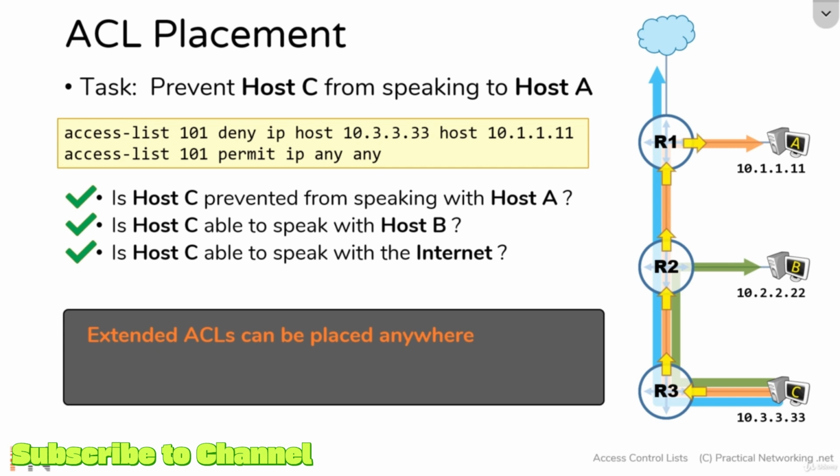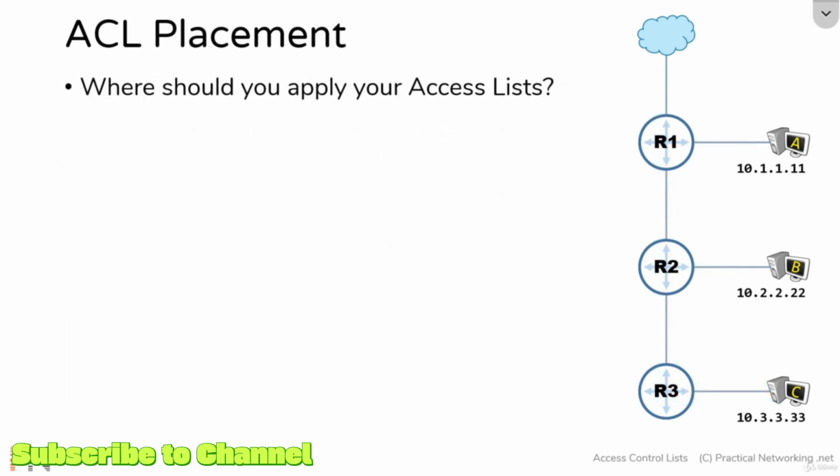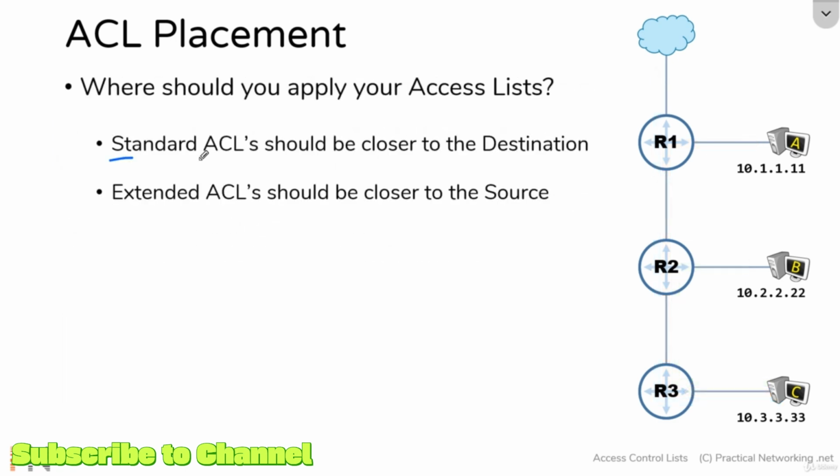Now there's a general best practice that suggests you should drop packets as early as possible. The idea there is if you know you're simply dropping packets from host C to host A, you might as well drop them right here to prevent these routers from processing unnecessary packets, which creates this rule of thumb for extended access lists that you should apply them closest to the source. This allows you to drop them as early as possible to prevent your network devices from processing traffic unnecessarily. So, we answered the question, where should you apply your access list? We learned that standard access lists should be applied closest to the destination, and extended access lists should be applied closest to the source. And if you're studying for a certification exam, this is what you should memorize.